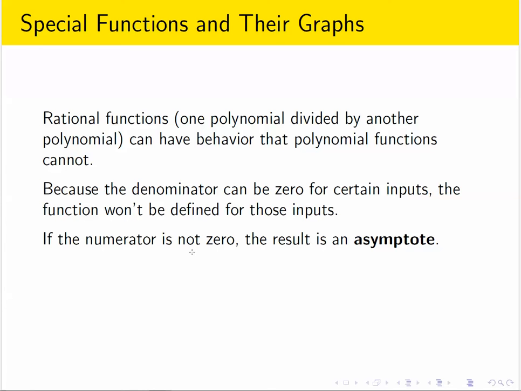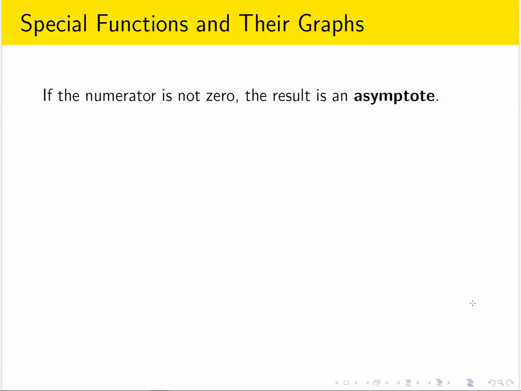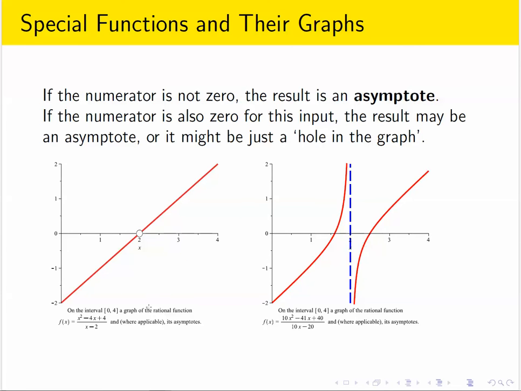If the numerator is not 0, then we can still think about the graph of the function, and the result is that we see what's called an asymptote, which is a line that the graph gets really, really close to. That's what happens if you plug in a point where the denominator is 0, but the numerator is not. On the other hand, if the numerator is also 0, you might have an asymptote, or you might just have a hole in the graph. So that's what these two pictures illustrate.